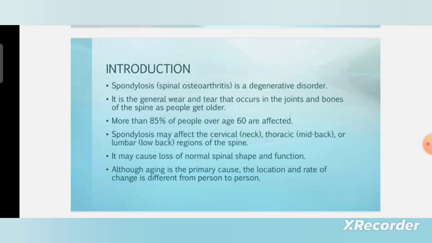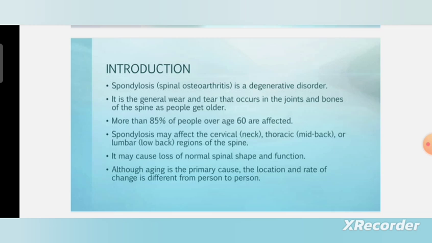So in this presentation, we'll talk about the condition spondylosis. So first is the introduction. Spondylosis, also known as spinal osteoarthritis, is a degenerative disorder of the spine. It is a general wear and tear that occurs in the joints and bones of the spine as people get older. More than 85% of the people over age 60 are affected by this condition.